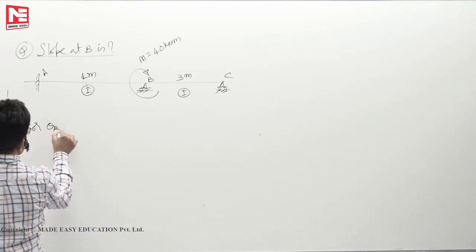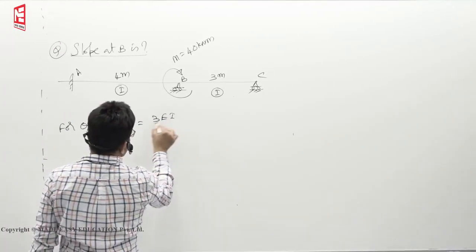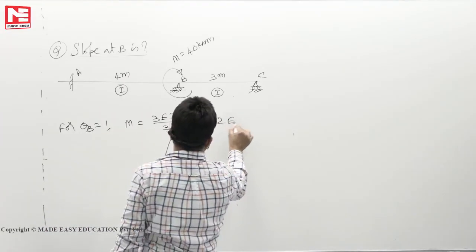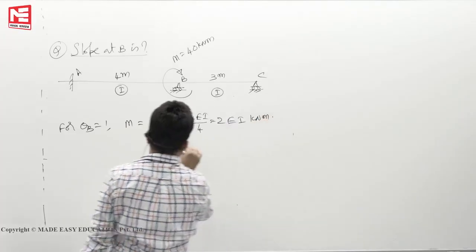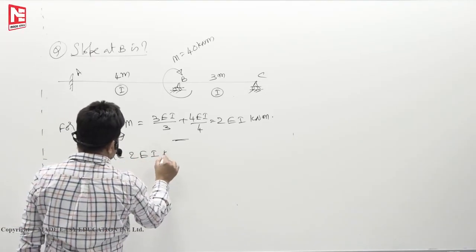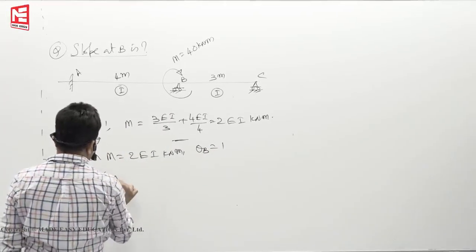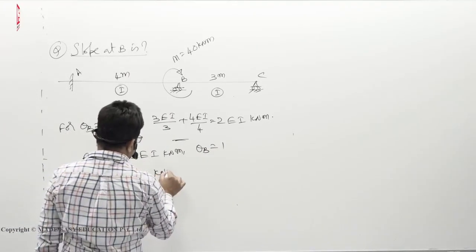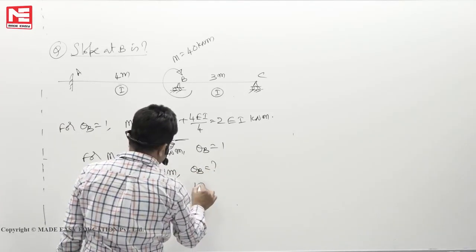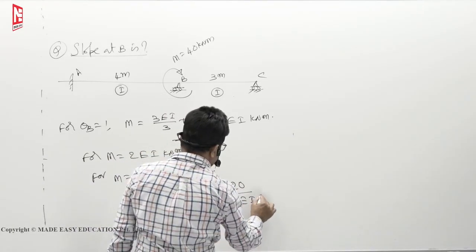For theta B to be 1, M is equal to, for this span 3EI by 3, for this span 4EI by 4. So 2EI kilonewton meter. So for M equal to 2EI kilonewton meter, theta B is equal to 1. For M equal to 40 kilonewton meter, theta B how much? 40 by 2EI. So you will get 20 by EI radian.